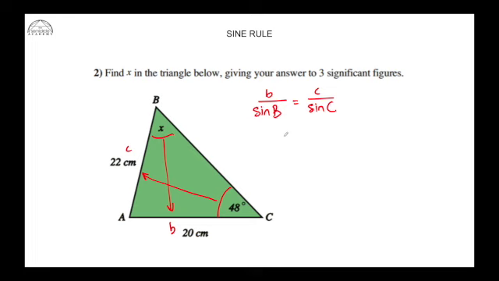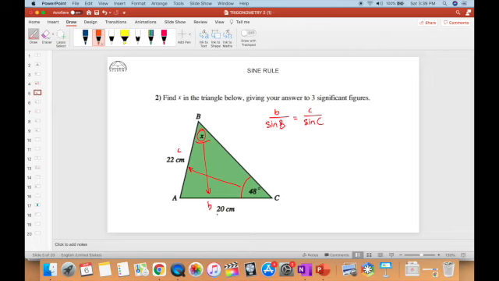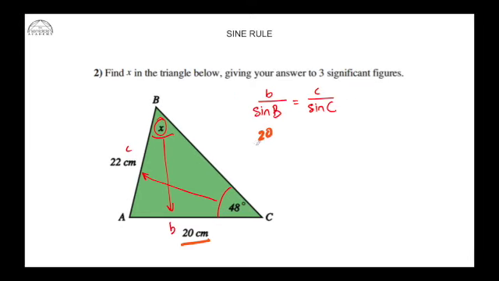Alright. Now let me plug in the values. The side B is actually 20. That is small b, so that is 20, all over the sine of the angle B, which is what we want to find, which is x. And that is equal to the side C, which is 22, all over the sine of the angle C, which is 48. And now it's just about making x the subject of the formula.